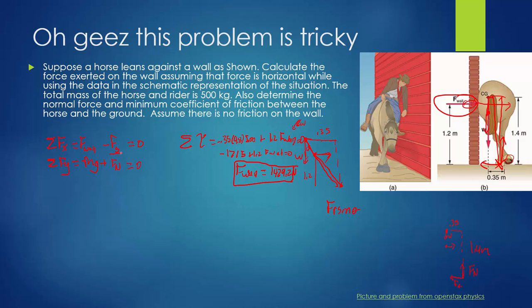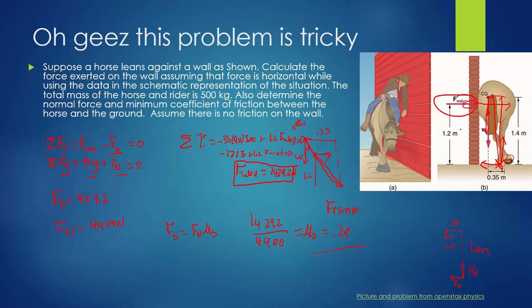Now all I have to do is find the static frictional force. Well, since those two sum to 0, Fs must equal 1429.2. And because mg and Fn sum to 0, Fn must equal the weight of the horse, which is 4,900 newtons. And then we know the static frictional force is equal to Fn times the coefficient of static friction. So we just take 1429.2 divided by 4,900 to get our coefficient of static friction. And if we do that math, we get 0.29.